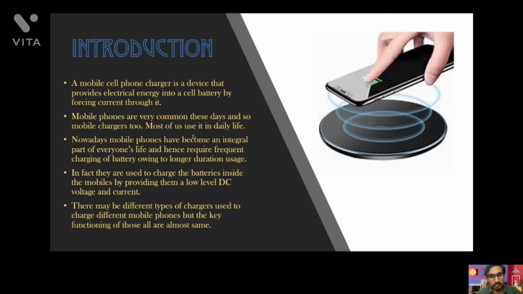Nowadays, mobile phones have become an integral part of everyone's life, and hence require frequent charging of the battery owing to longer duration usage. In fact, chargers are used to charge batteries inside the mobiles by providing them a low level DC voltage and current. There may be different types of chargers used to charge different mobile phones, but the key functioning of all these is the same. So this is a brief introduction for the mobile phone charger.